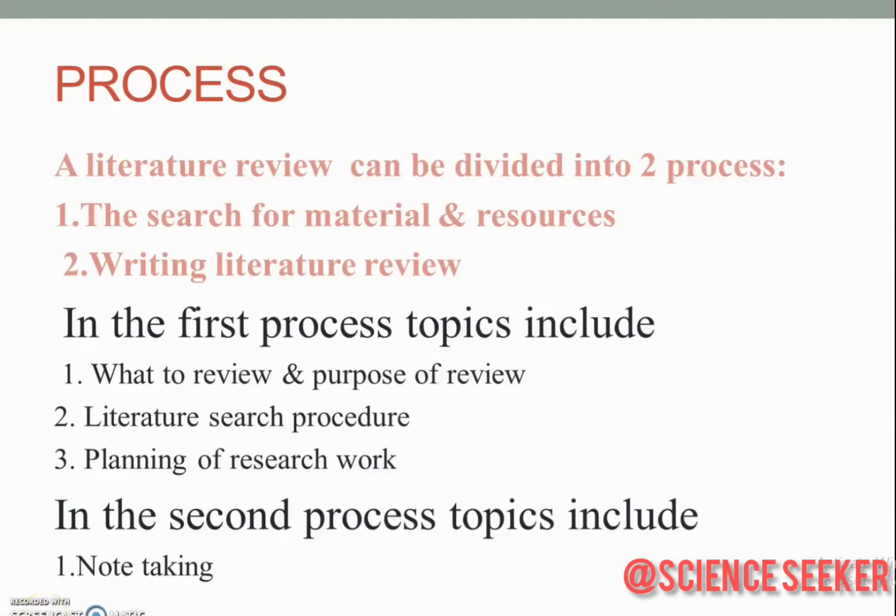Based on the process of literature review, it can be divided into two processes. The first process is research for material and resources, and the second process is writing the literature review. The first process includes topics such as what to review and the purpose of review, the literature search procedure, and planning of research work. These all come under the first process, and the second process includes note taking.